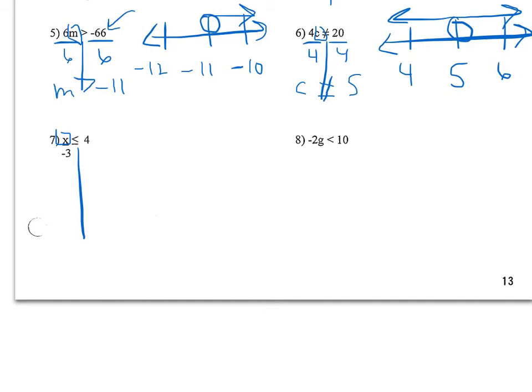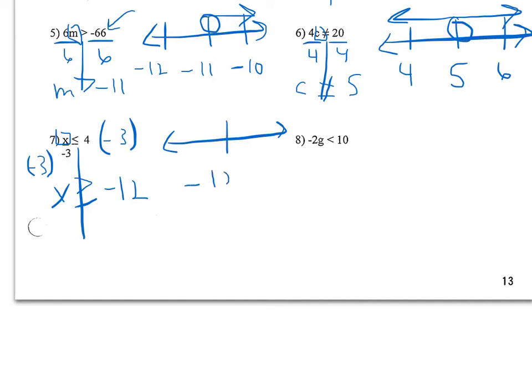This one, I'm going to multiply both sides by negative 3. Remember, when I do that, it's a negative, so I change the symbol and it becomes greater than or equal to negative 12. Closed circle because it can be equal to it. Greater than goes to the right.